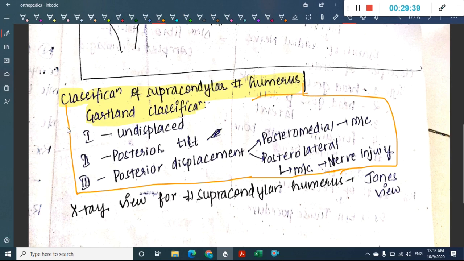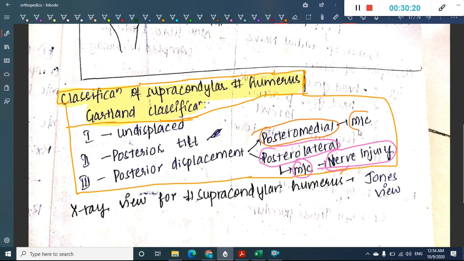In second grade, there is displacement, but that is just a tilt. Not complete displacement. Only a part of the bone has been tilted in class 2. Okay, in grade 3, you have complete posterior displacement, and this posterior displacement can be of 2 types. One is posteromedial and the other is posterolateral displacement. Posteromedial displacement is most common, whereas nerve injury is most common in posterolateral displacement, right? Okay.